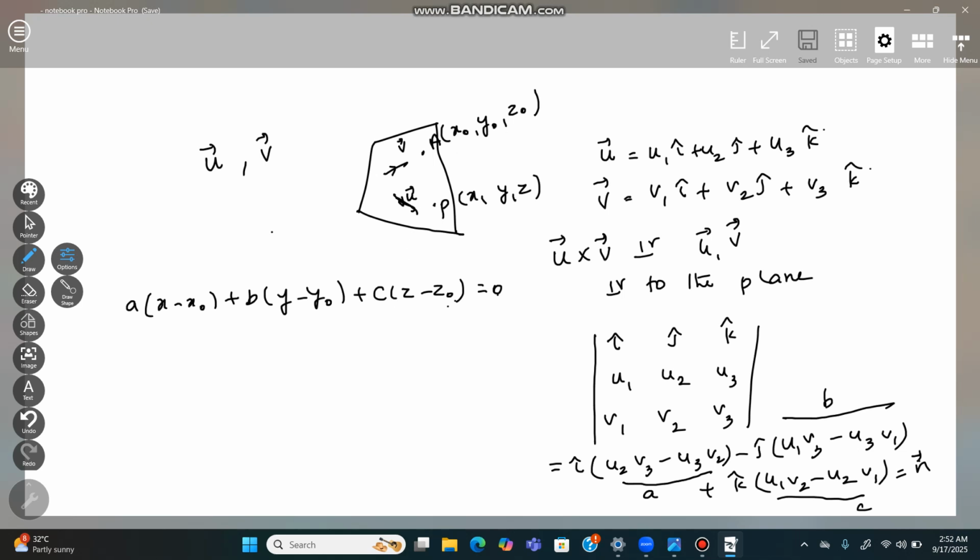Therefore, even if you are given two parallel vectors, that is two vectors parallel to the plane, we can get the cross product of it to get the normal to the required plane and use this point, and the same thing continues: A times (x minus x naught) plus B times (y minus y naught) plus C times (z minus z naught) equal to 0 is going to be the equation of the required plane.